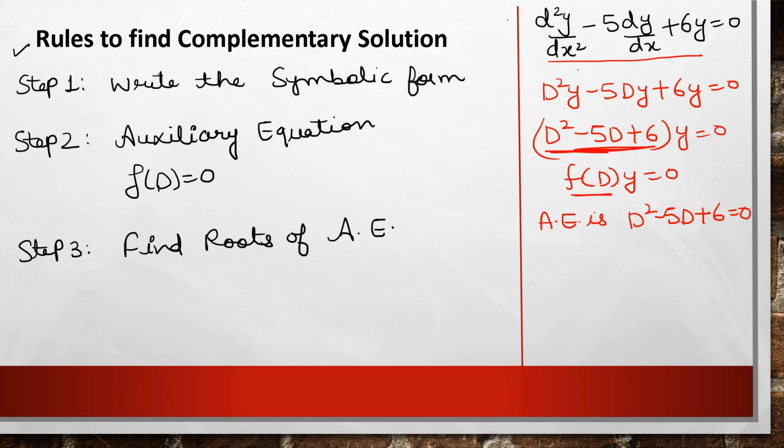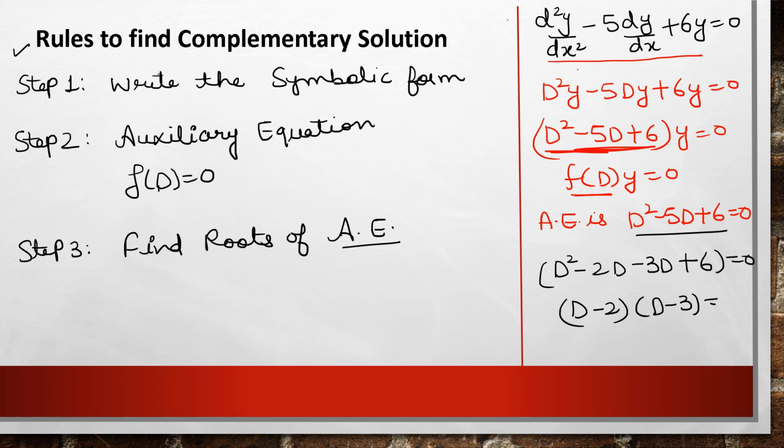Now step number 3 is to find the roots of the auxiliary equation. For example, here what are the roots? D square minus 5D plus 6 you can split into (D minus 2)(D minus 3) equal to 0, so the roots are 2 and 3. Now on the basis of the nature of roots, we have some rules to write the solution, which we'll see on the next slide.